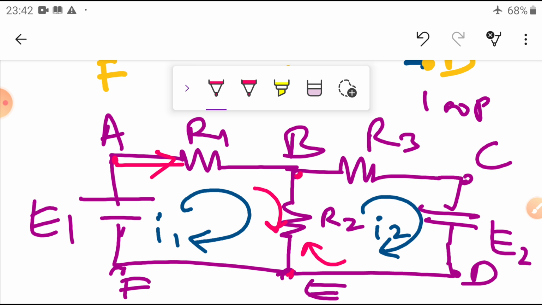Now let us do the other method, nodal analysis. We will see nodal analysis now.